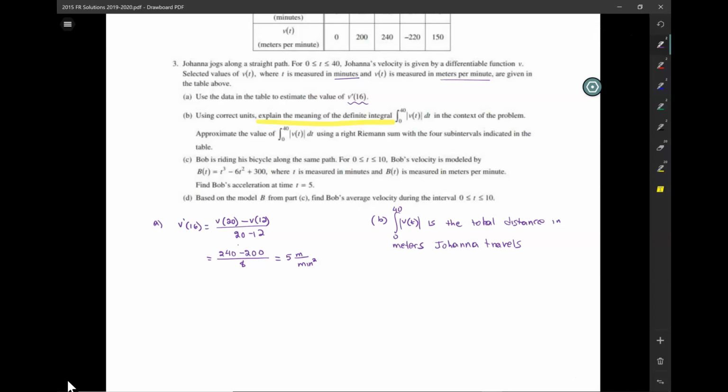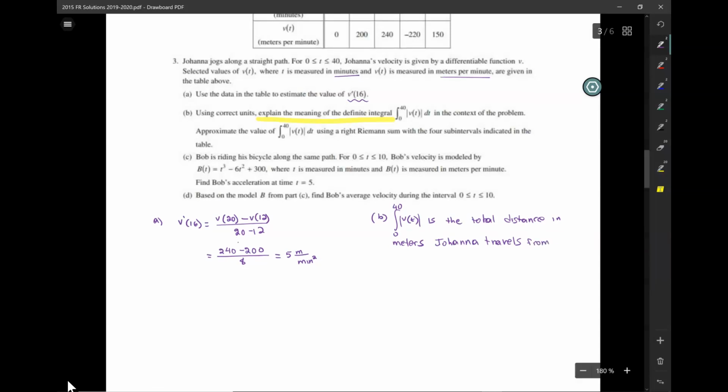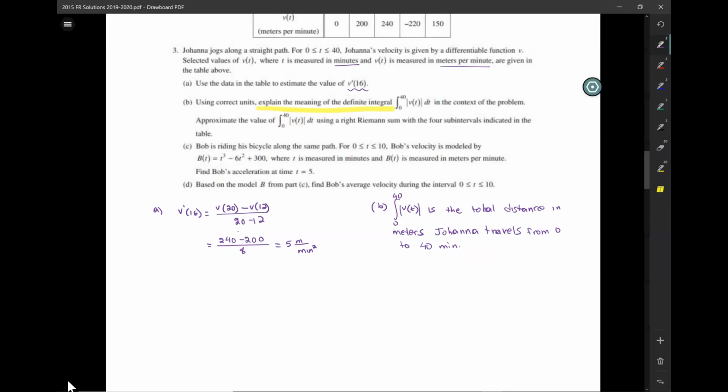Now you can say over the interval of 0 to 40 minutes, or you can say from 0 to 40 minutes. Don't get skimpy with your words. Will we mark off for writing min per minute? No. Okay. You know your process.